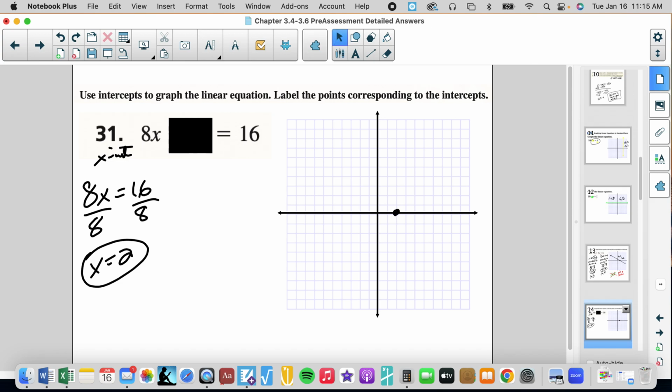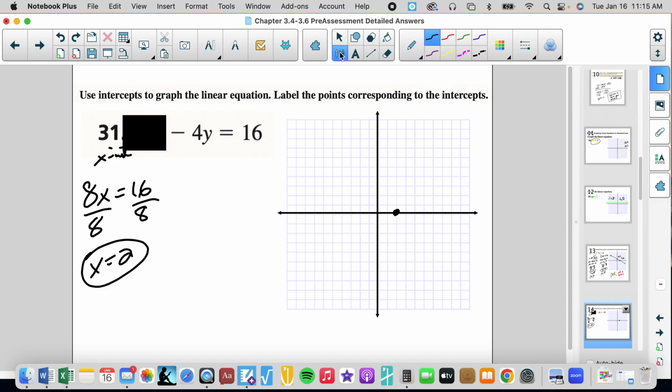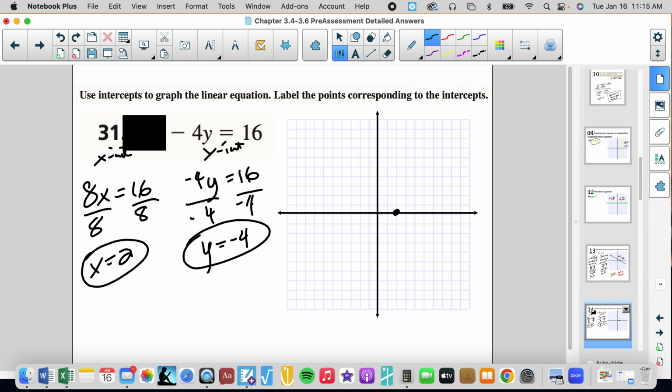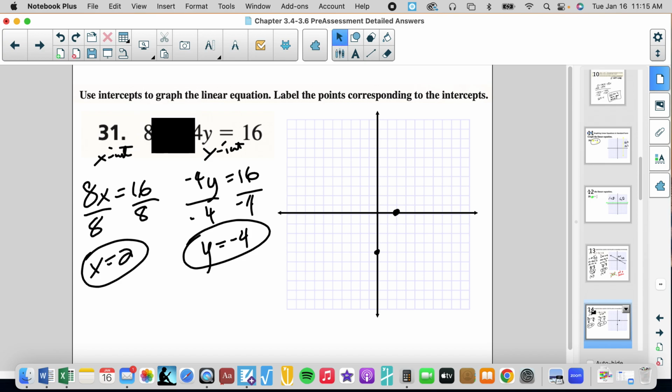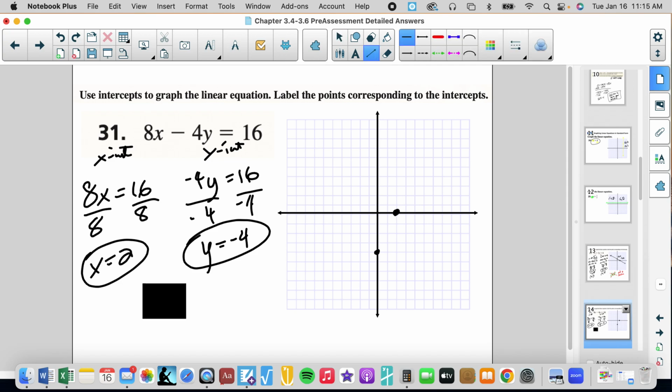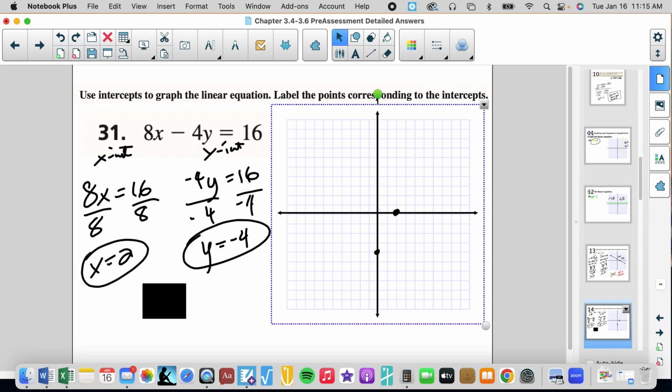If I want to find the y-intercept, I'm going to cover up the x term. And that gives me negative 4y equals 16. Divide by negative 4. And we get y equals negative 4. That's my y-intercept. I go down to negative 4. And I have my 2 points. So the cover-up method is very useful to help be more efficient, to really get that pretty quickly.